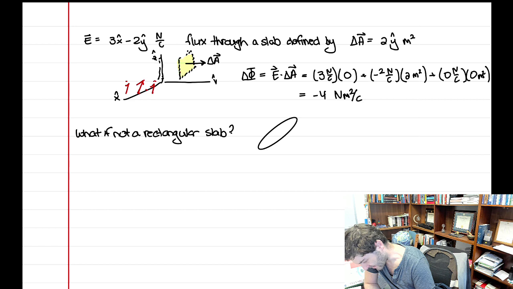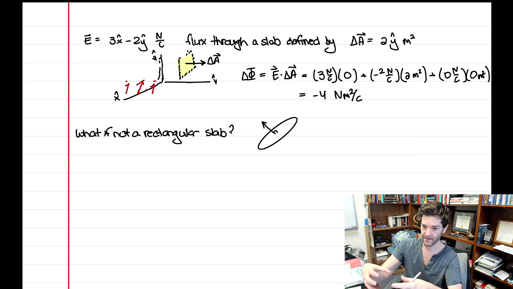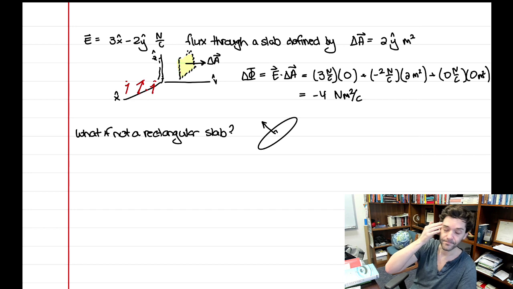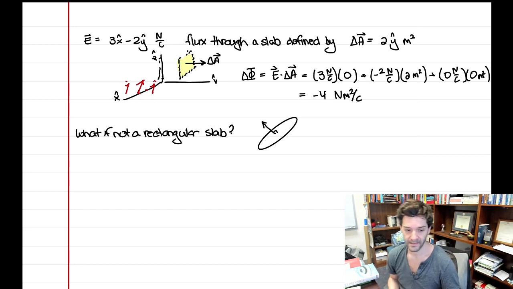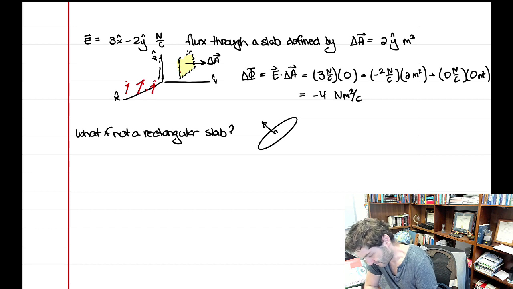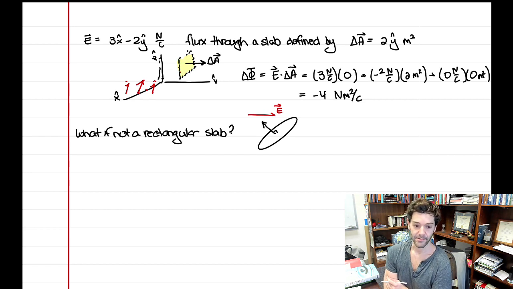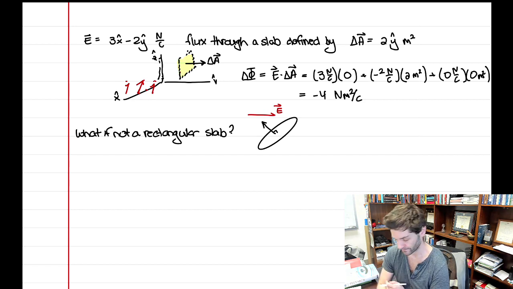Or I could still define a delta A vector, right? Some sort of vector here that's perpendicular, where the magnitude of that vector is the area. And it kind of tells me how the thing is oriented in space. But in this case, it's not a rectangular slab. And then I might be asking kind of how much of the electric field is piercing this surface.